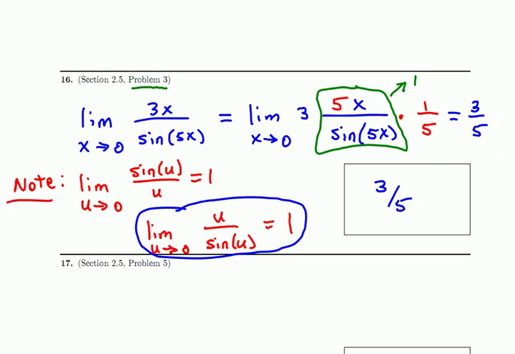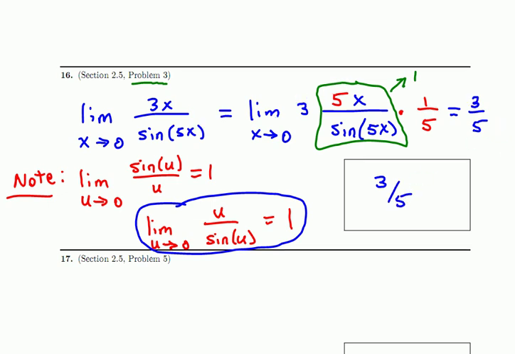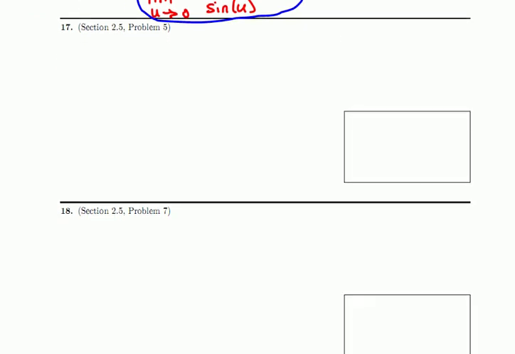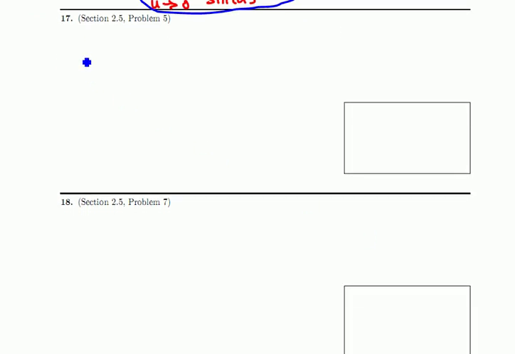Let's take a look at another problem. The next one we have here is problem number 5 in section 2.5. Problem number 5 in section 2.5 is the limit as x goes to 0 of sine 4x divided by sine of 2x. There's actually a couple different ways you can work this problem.